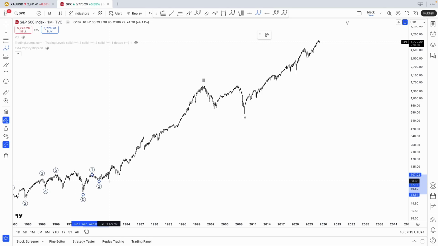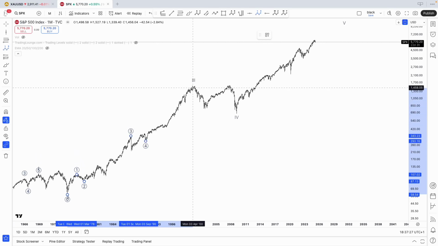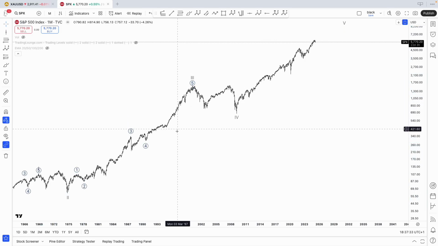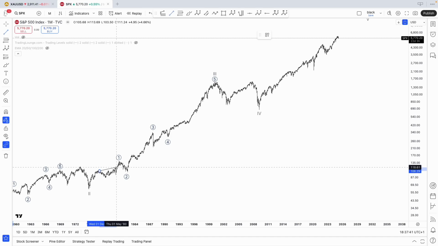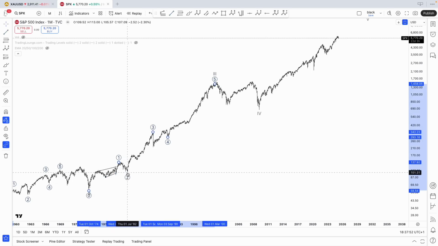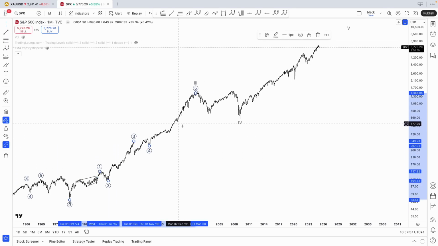1, 2, 1, 2, 1, 2, 3, 4, 3. Actually, give me a second. So many times back in the days, wave 5 used to be extended. So this could easily be a leading diagonal here in wave 1. What is wrong with my mouse? Sorry. I guess this could work. 1, 2, 3, 4, sharp 2, sideways 4, up for 5.